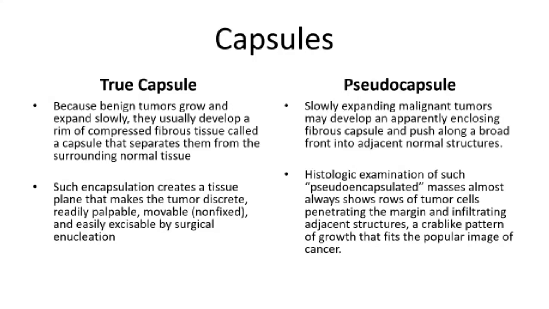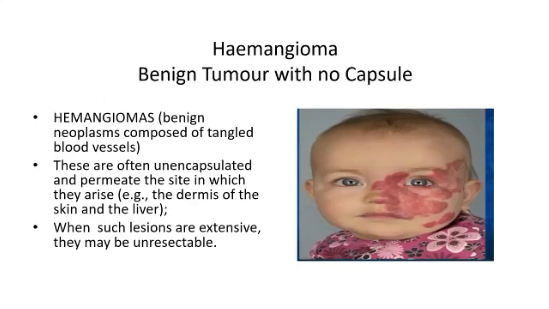It appears to be localized, but it is not localized, because the slowly expanding malignant tumors may develop an apparently enclosing fibrous capsule and push along the borders front into the adjacent normal structure. They go beyond the capsule. So a capsule is not a definitive anatomical landmark in case of malignant tumors. Histological examination of such pseudoencapsulated masses always shows that the capsule, though initially appearing to stop the growth of the mass, has malignant cells with this crab-like feature of growth which grows beyond the capsules.